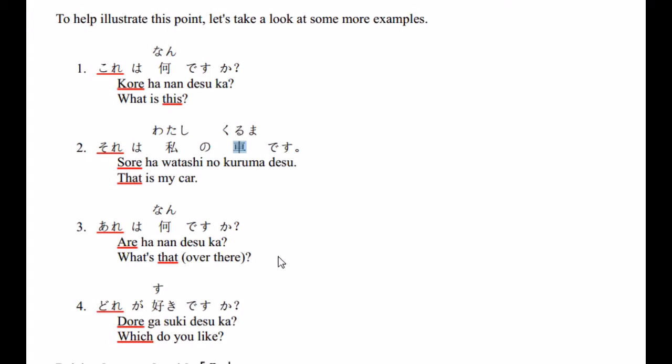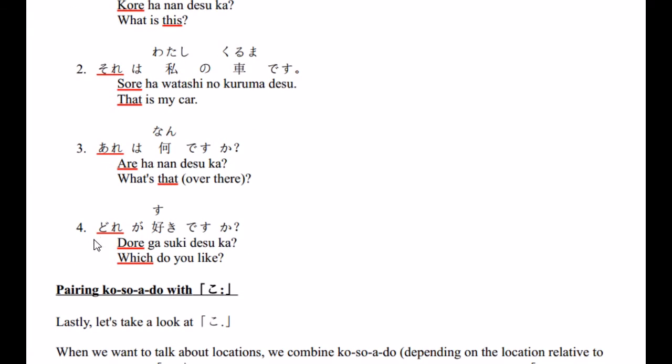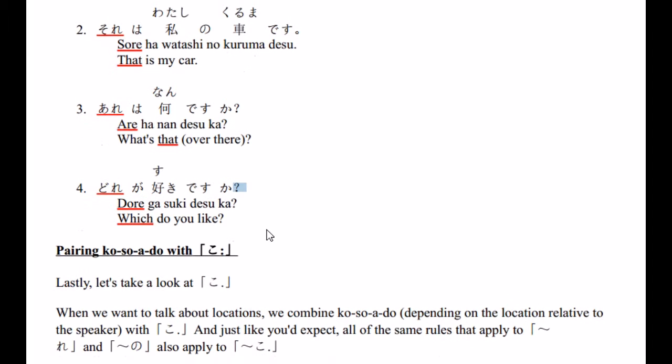Number 3, あれは何ですか? So what's that over there? あれは何ですか? Number 4, どれが好きですか? Which do you like? So remember, we're asking a question, so we need do.